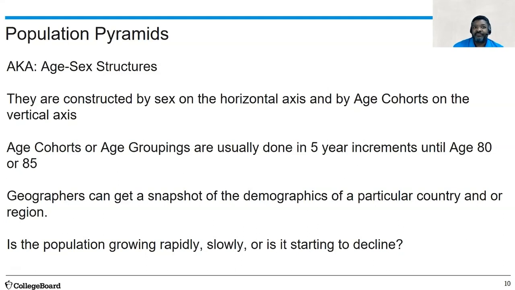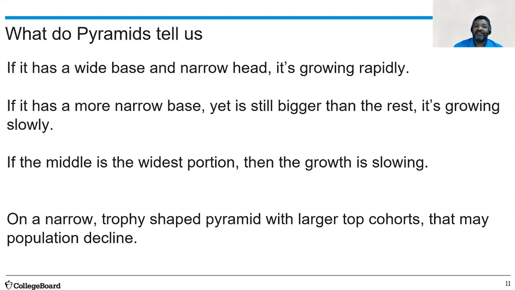What does this tell us? Is the population growing rapidly? Is it growing slowly? Or is it starting to decline, based on the age sex cohorts that we see on population pyramids? What do population pyramids tell us? If it has a wide base, that means it has a lot of children in the lower age cohorts. It indicates to us that there are high crude birth rates and that its population is growing very rapidly.